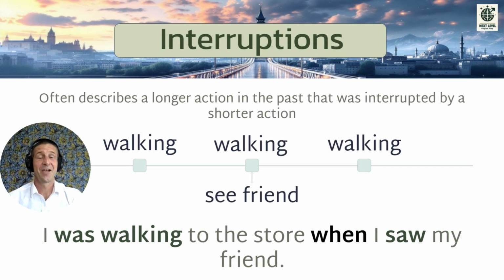Perfect. We can also use the past continuous to talk about interruptions. This is really common. The past continuous describes a longer action that was interrupted by a shorter action in the past. Look at this timeline. I was walking to the store. That's the longer action happening. Then suddenly I saw my friend. That's a shorter action. And it interrupts the longer action. So I was walking to the store when I saw my friend. The walking continues before and after, but the seeing is only for a short moment.